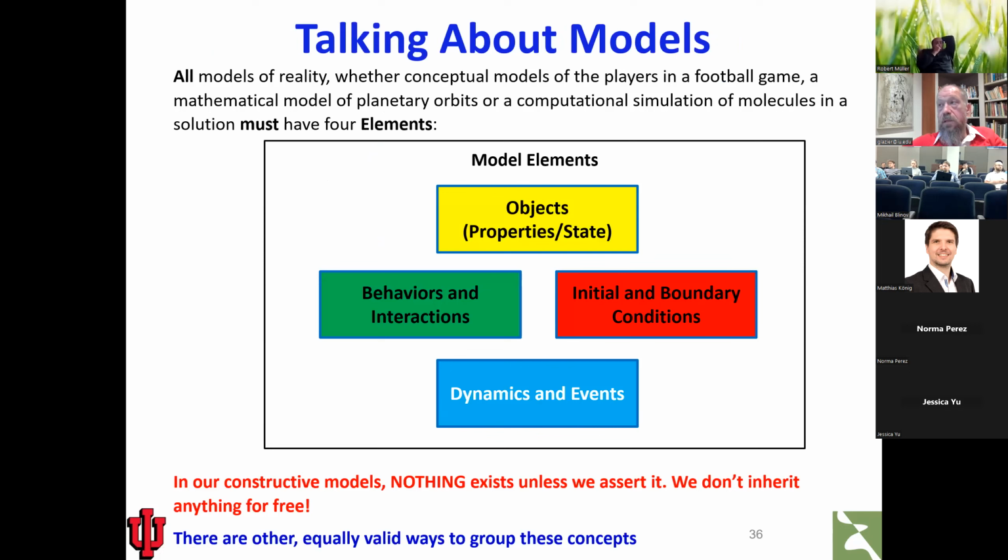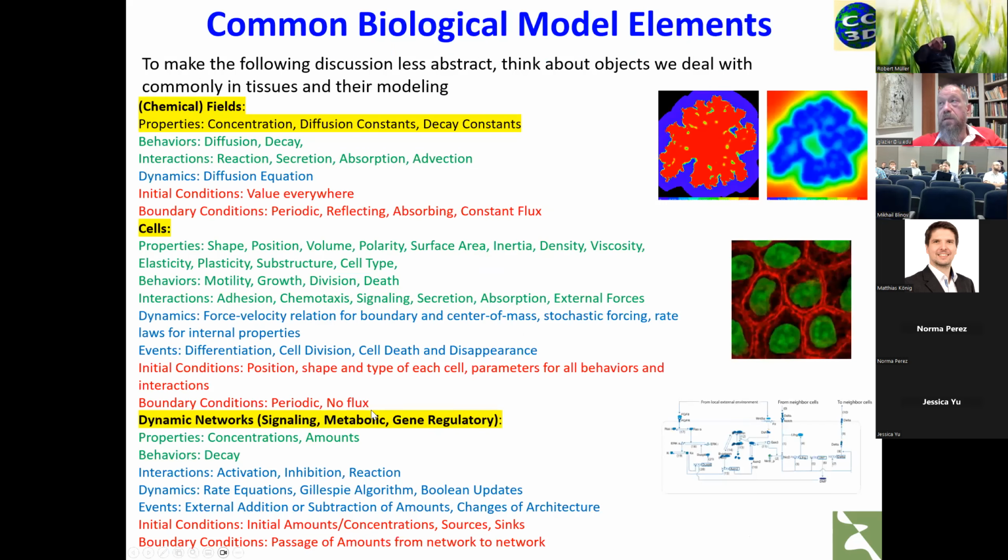When we think about models, we always have to analyze them. We have objects in the model, the things we're modeling, and they have properties and states. We have their behaviors and interactions. We have the initial and boundary conditions of the problem, and we have dynamics and events. And my thinking about exactly what behaviors and interactions are doing, which are processes, has changed a bit over time. And so perhaps some of my slides may not be wholly consistent about this.